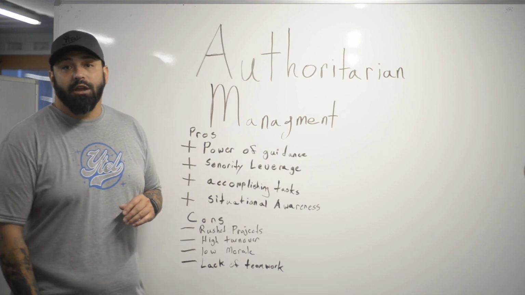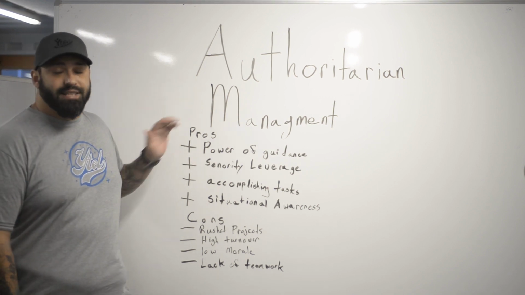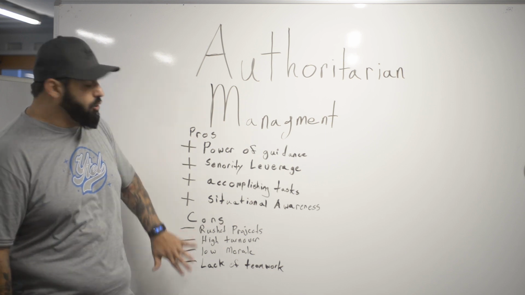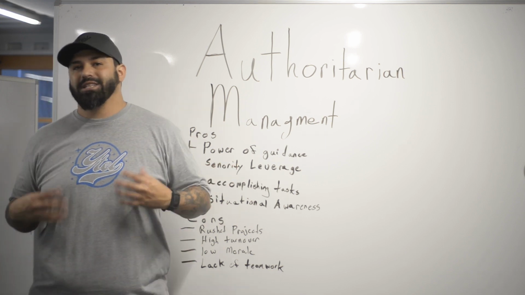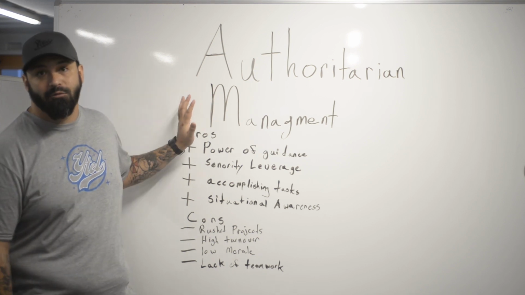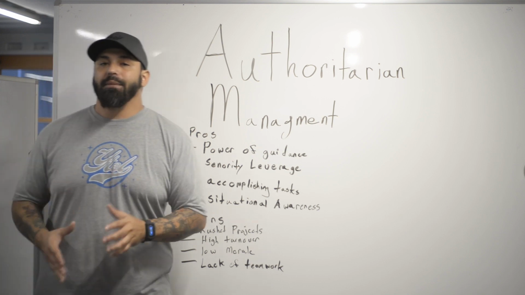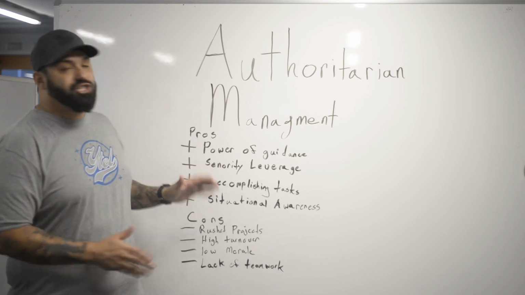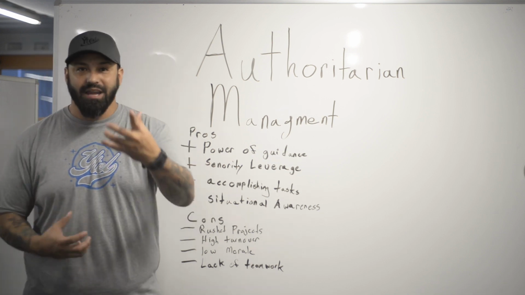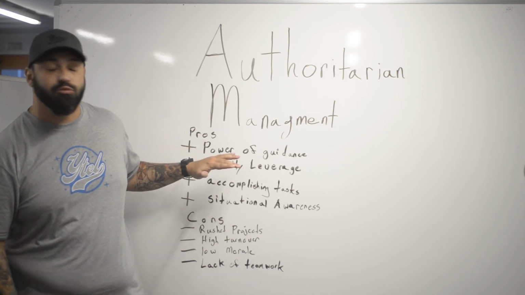So we're going to start off by going over authoritarian management. We're going to be going over the pros and the cons of each, and we have 4 examples here. There are many more examples, of course, in this management style, but we're going to go over the 4 main ones. Let's go ahead and start off with the power of guidance on the pros. You're able to lead because you're using your power and your guidance. So you want to keep with that power and guidance, and that's what you use.